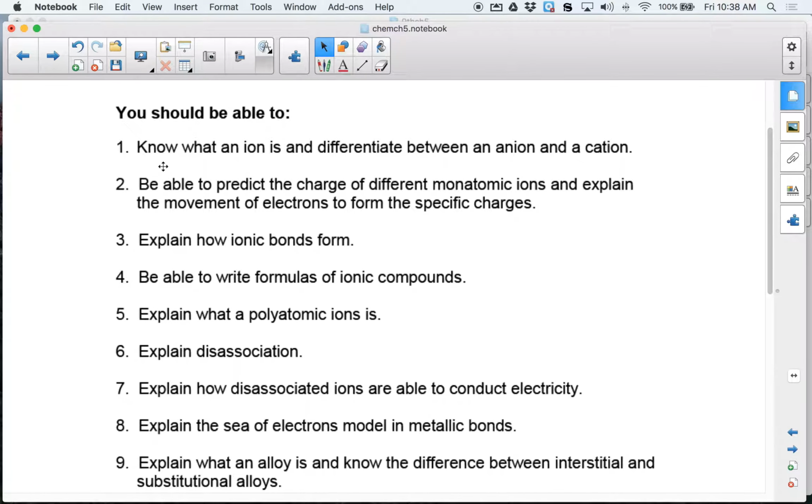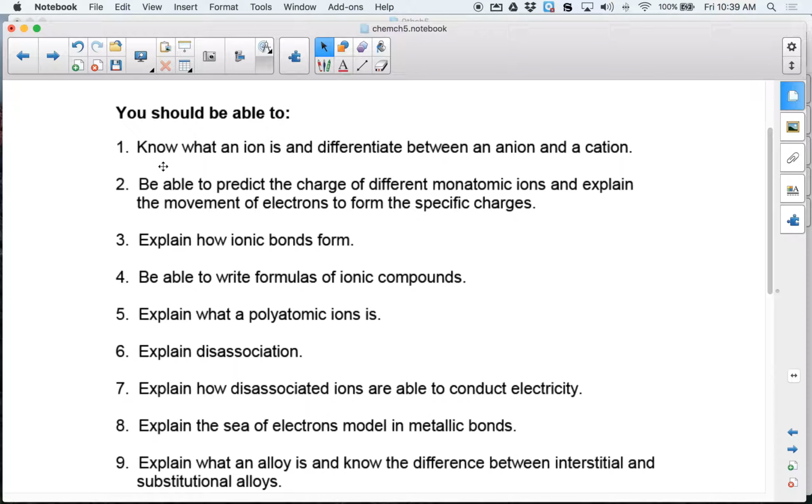Okay. Let's talk about what you will have to be able to do on the test on Monday. Okay, number 1. Now, this shouldn't be bad because it's actually a throwback to the last chapter. We learned in the last chapter what an ion is, and we learned the difference between a cation and an anion. So remember, an ion is just an atom with a charge because it's either lost or gained electrons.